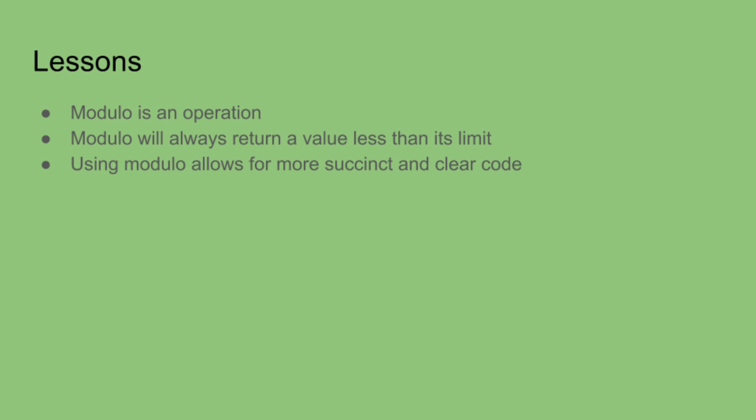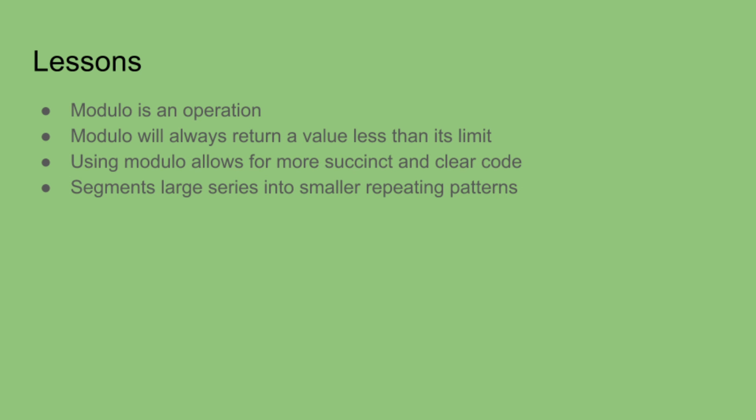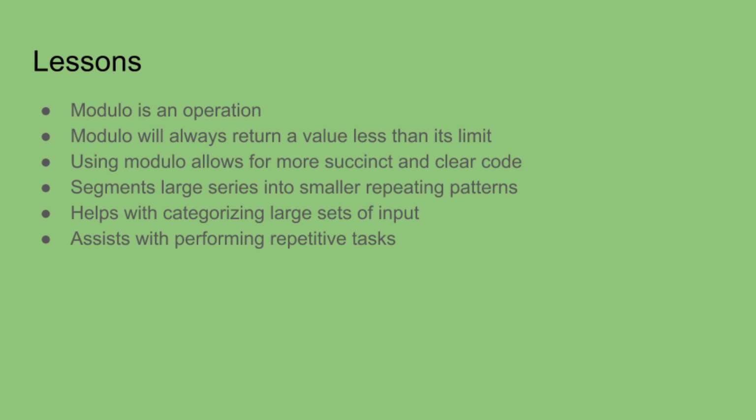The important thing to recognize about modulo is that it whittles the large down into the small. It can help categorize large sets, and it can help us perform repetitive sequential tasks, such as assigning chef 0, then chef 1, then chef 2. Modulo does have its limitation in that it has no memory of how many times it's repeated itself, but that's where you, the coder, comes in.